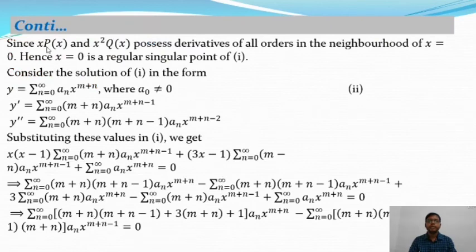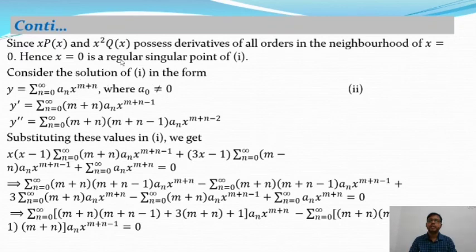Therefore, x into p of x and x square into q of x possess derivatives of all orders in a neighborhood of x is equal to 0. So the first order derivative, second order, third order are all existing at x is equal to 0 or in a neighborhood of x is equal to 0. Hence x is equal to 0 is a regular singular point, not an ordinary point in that case. So consider the solution of equation 1 in the form.